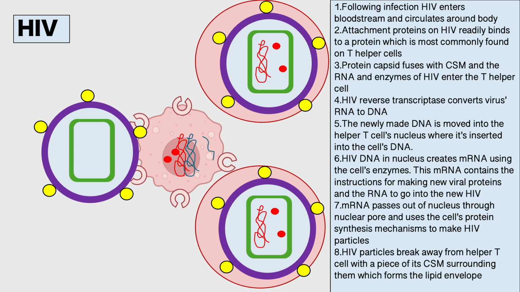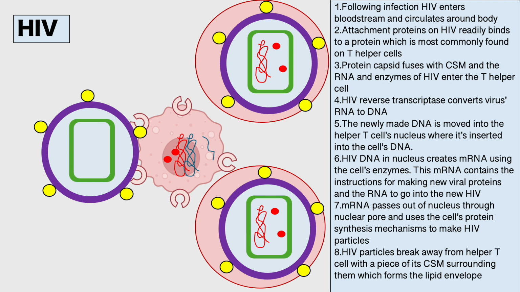HIV attacks helper T cells, reducing the number of them. Therefore, B cells and cytotoxic T cells can't be stimulated. This leads to inadequate immune response, so the patient becomes susceptible to other infections.